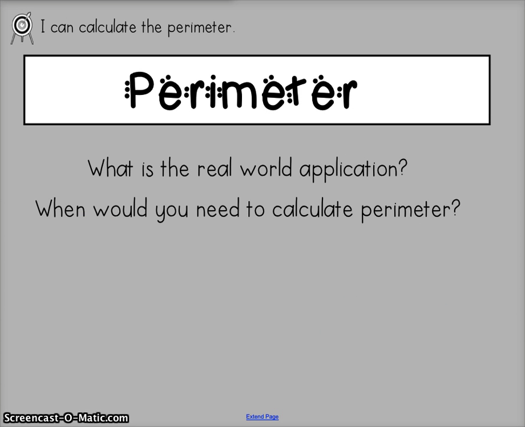So, perimeter in the real world. What is the application? When would you need to calculate perimeter? Are architects the only ones that calculate perimeter, or are there other times as well?